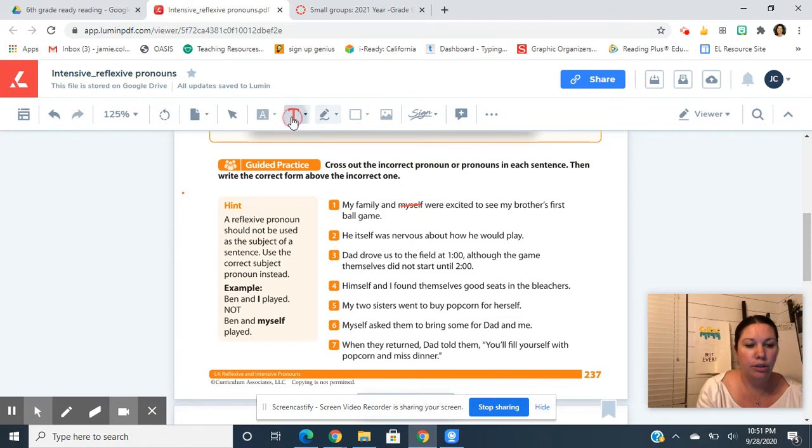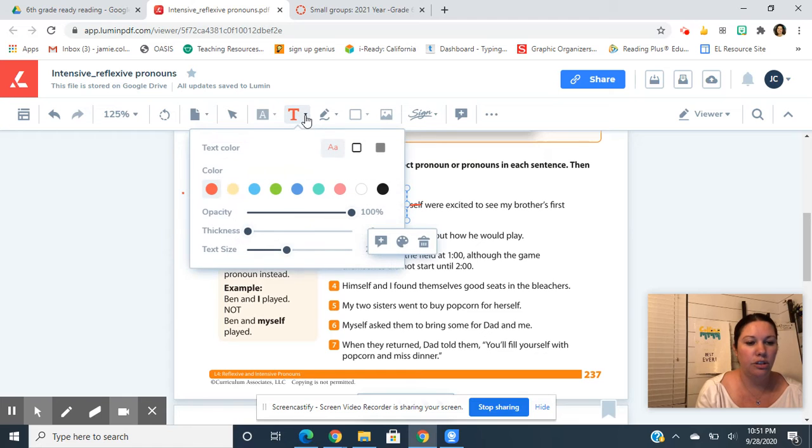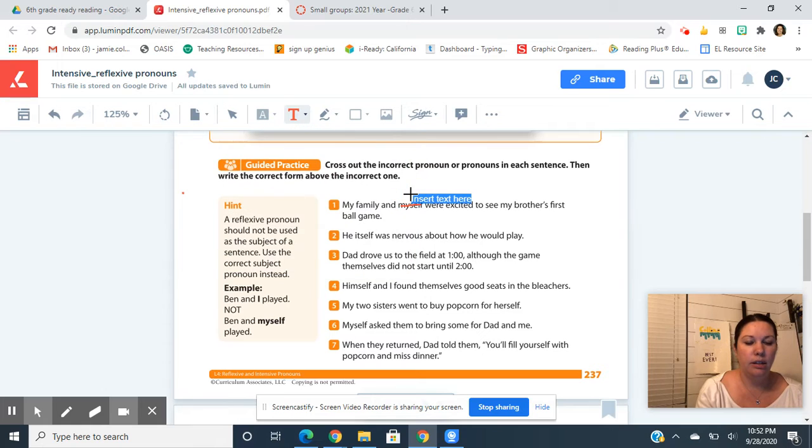and we're going to use our text box and right above it, oh, that's really big. Let me make it smaller. Here we go. Let me just change the size here. And let's try that again. So we're going to move it over a little bit, and we're going to put the word I. So we're replacing it with the word I, the letter I. So my family and I were excited to see my brother's first ball game.